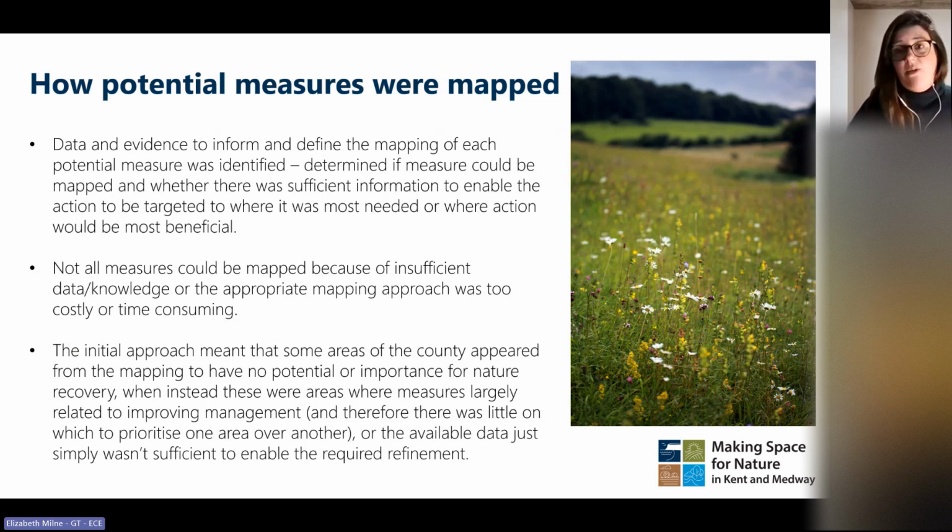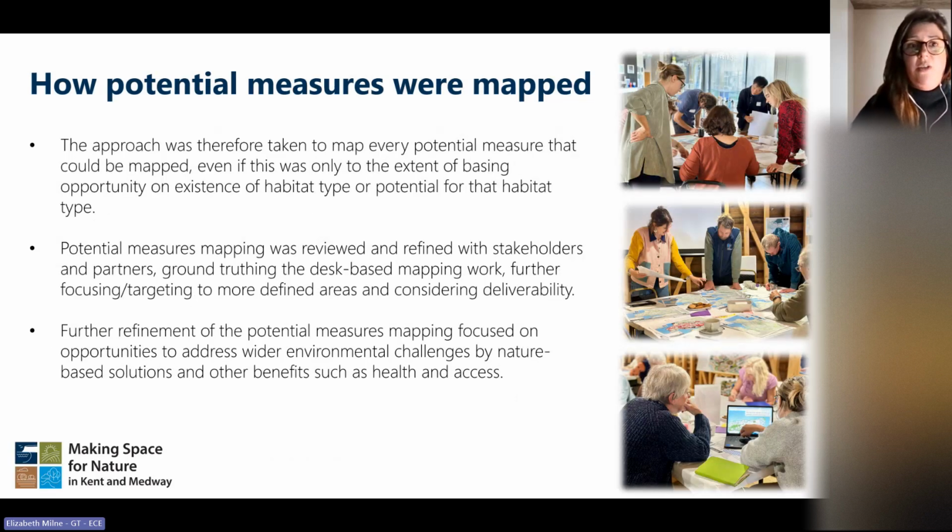But the feedback we got from stakeholders was this was problematic and unfairly misrepresented the actual value of these areas to nature recovery. So this was all taken on board, and we decided to take the approach that any measure that could be mapped, we would map, even if it was only to the extent of basing the opportunity on the existence of the habitat type or the potential for that habitat type. So it meant that we mapped a lot more of the measures, but not all of them were suitably refined, but at least presented a good idea of all the opportunities that existed around the county to recover nature and to deliver on the identified potential measures.